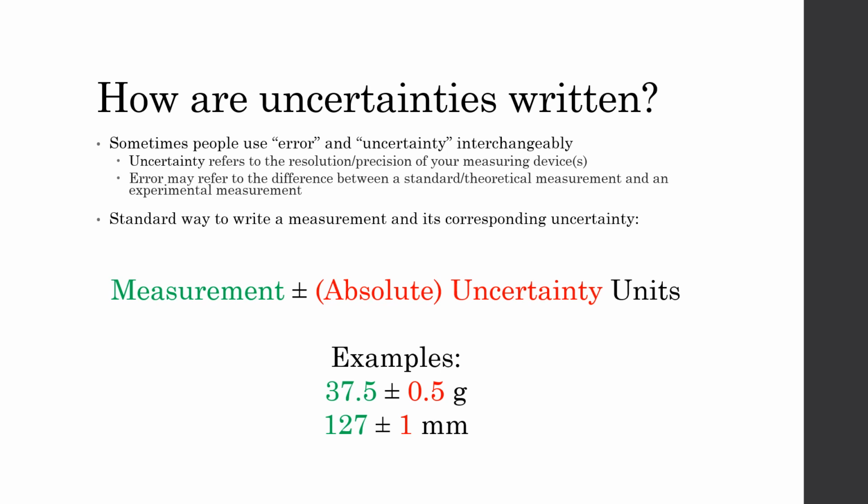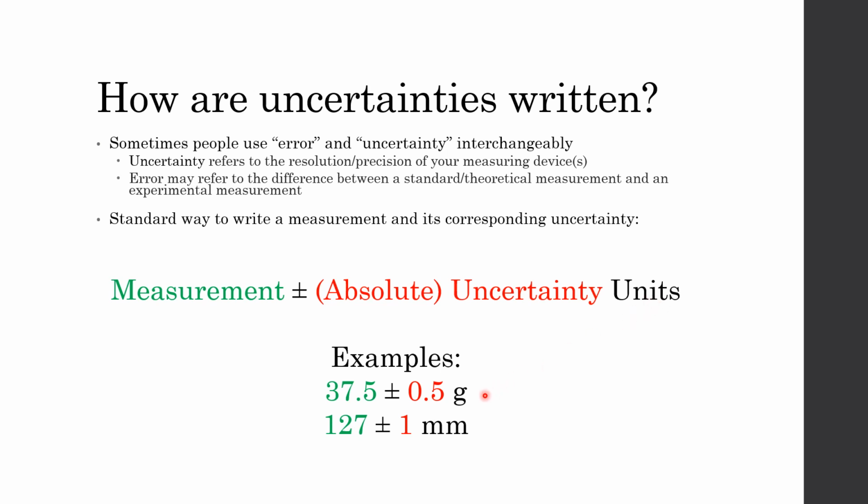So the first thing that we're going to discuss is how you report your measurement and uncertainty in standard form. The most common way of doing this is you write your measurement, followed by the plus or minus sign, the absolute uncertainty, then the units. Okay, so a couple examples.